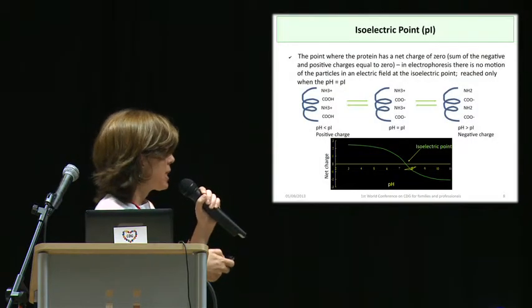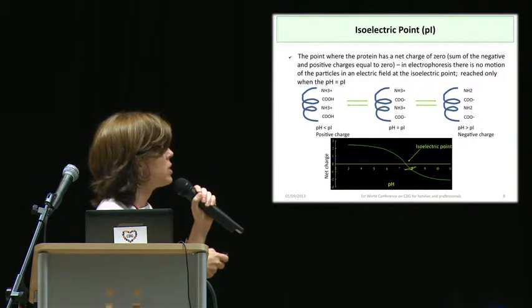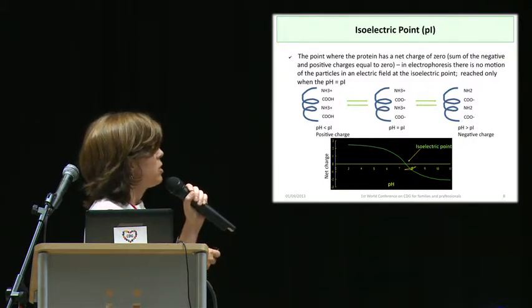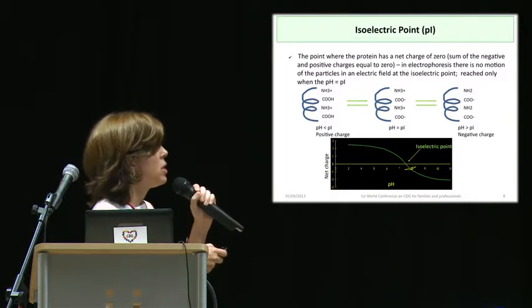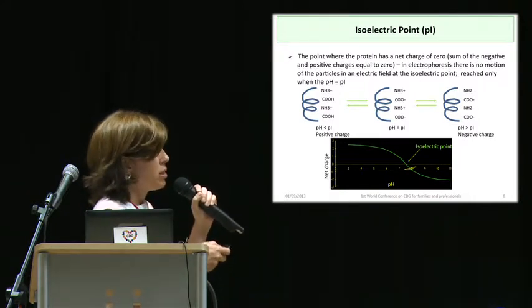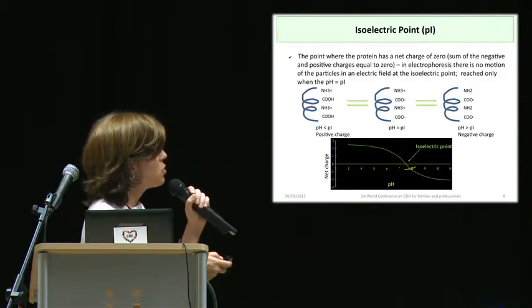So once again, I'm showing a cartoon to illustrate what the isoelectric point is. The isoelectric point is when the protein reaches the net charge of 0. The negative and the positive charges equal 0. And that is the isoelectric point.